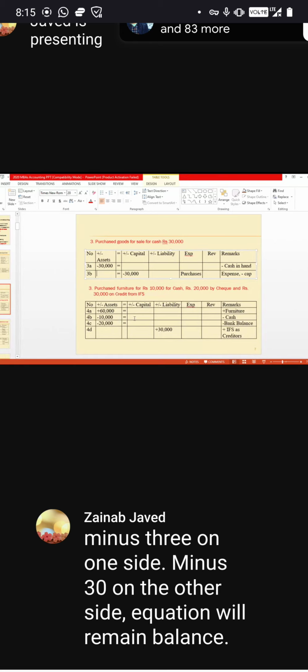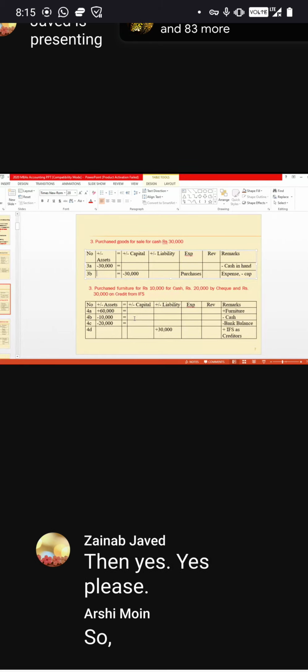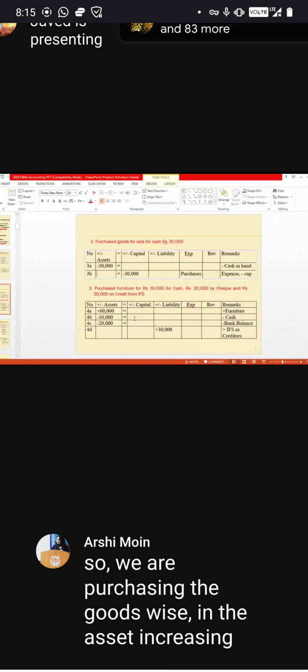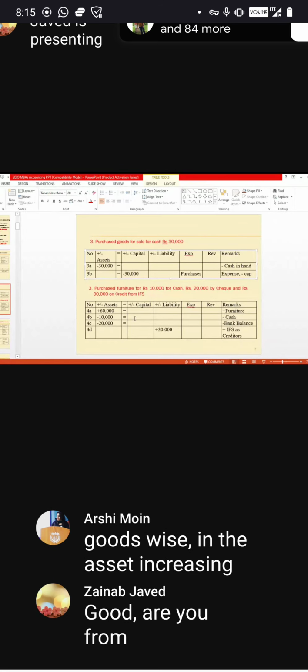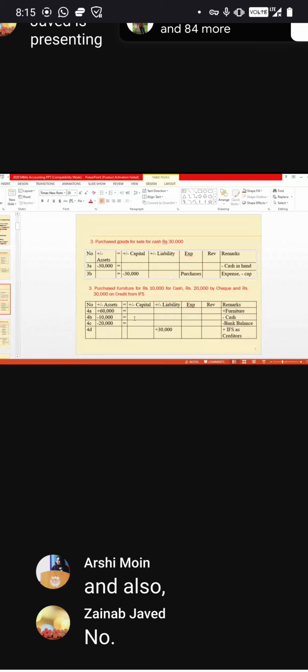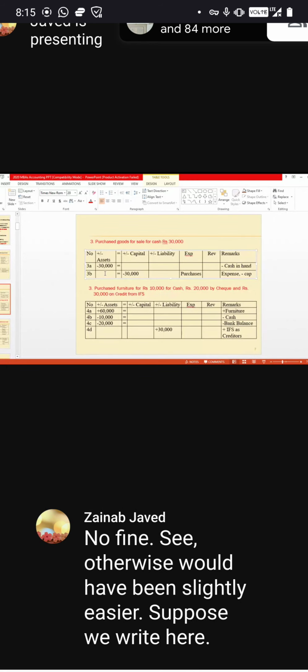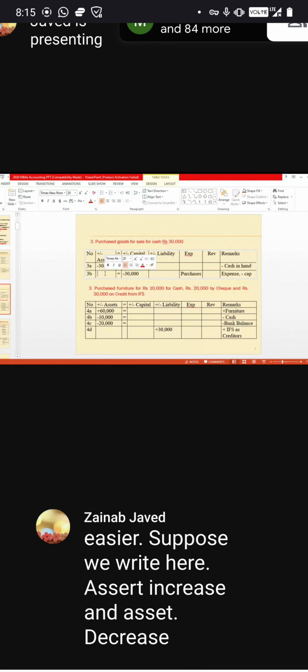Yes, please. We are purchasing the goods. Why isn't the asset increasing? Good. Are you from commerce? No, sir. Fine. See, otherwise it would have been slightly easier. Suppose we write here asset increase and asset decrease. Assume that we write here.